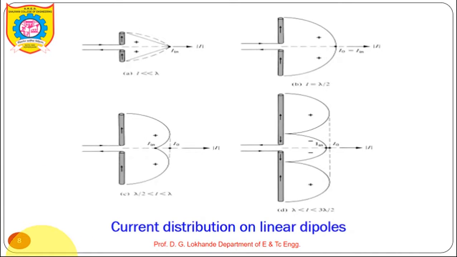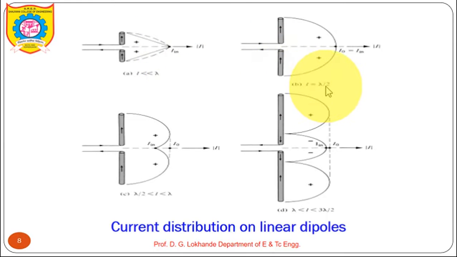Then the current distribution on linear dipoles. If you see a very small dipole of length L less than lambda, a triangular current flows through the dipole itself, and here we can see the shape is triangular, which is maximum at I0, the maximum value of I.